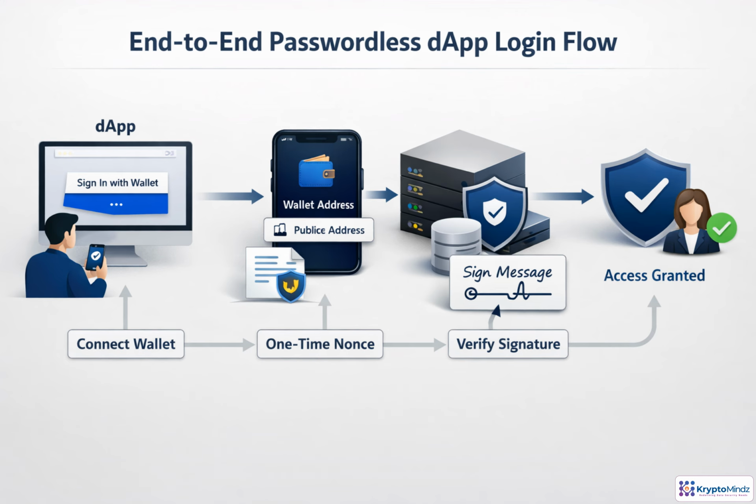Passwordless login replaces a shared secret with proof of wallet control. The user connects a wallet, and the app reads the public address. Before signing, the backend creates a one-time nonce, so an old signature cannot be reused. The wallet signs a message that includes that nonce locally and securely. Then the backend recovers the signer from the signature, compares it to the claimed address, and creates a normal, authenticated session only if they match.